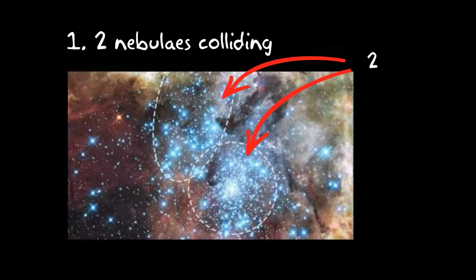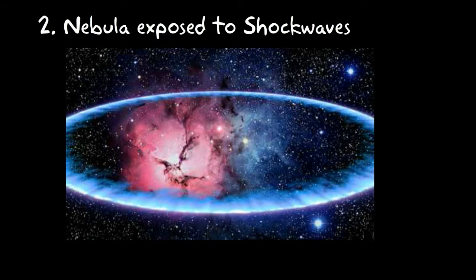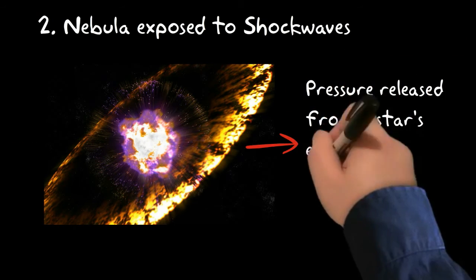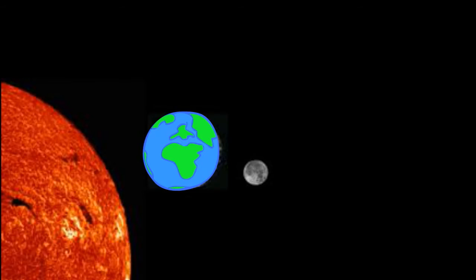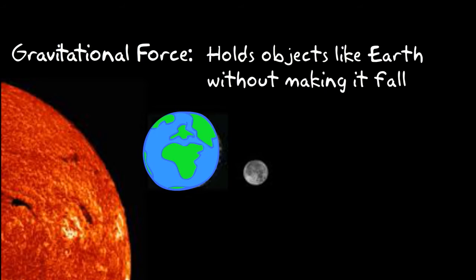Stars are born from a stellar nebula in two ways. The first way is by two nebulas colliding with each other, and the second way is when the nebula is exposed to shock waves from the explosion of a star. A shock wave is basically pressure released from the explosion of a star, which causes gravitational force. Gravitational force is a force that pulls objects near it and holds objects like Earth without making it fall. Thus, this gravitational force breaks the nebula into baby stars.